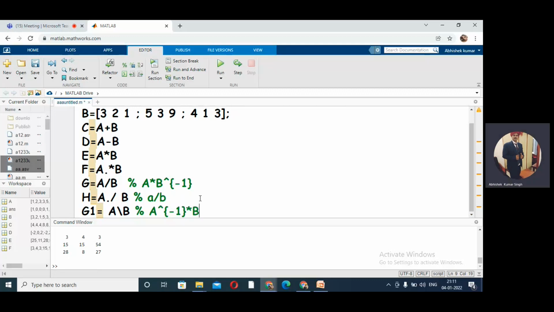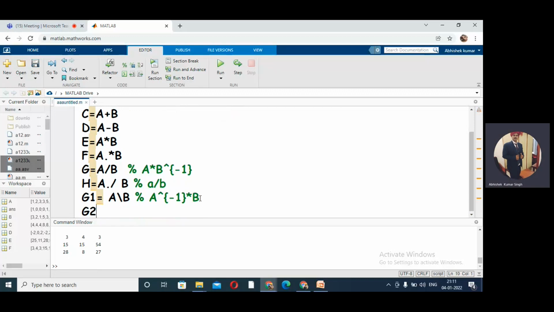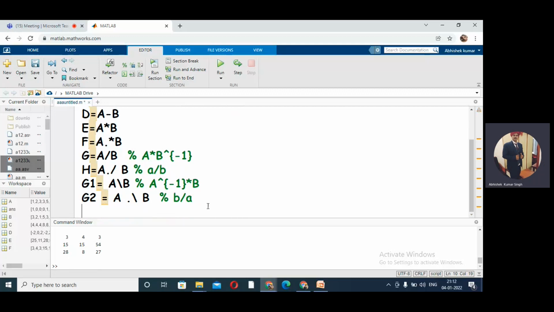A into A inverse into B. And for G2, I can have A dot slash B. So this will be your B by A form, element of B divided by element of A, component wise. So this is your left division, right division. There are two types of division we have. These are the operations on matrices.